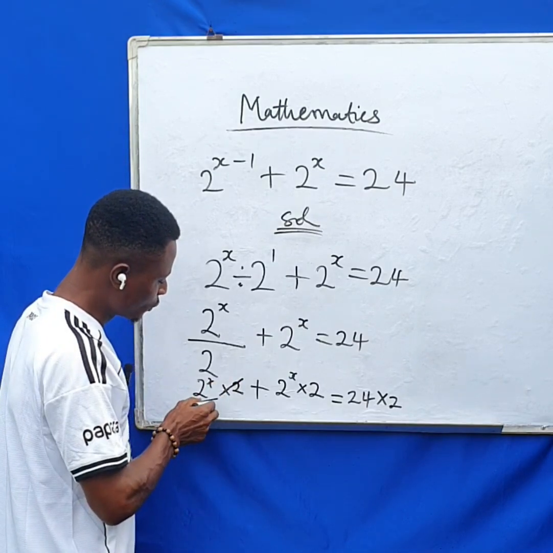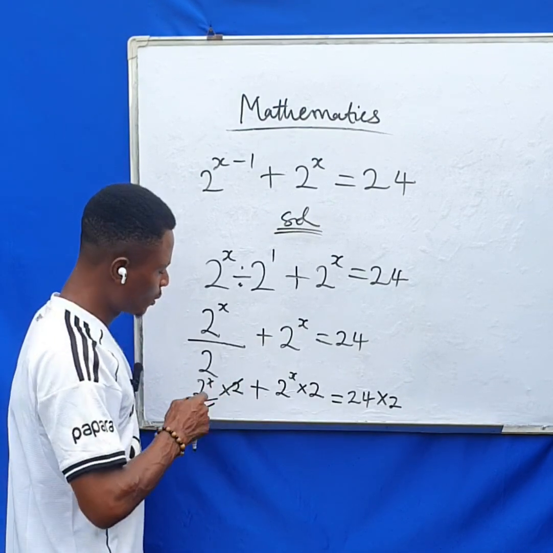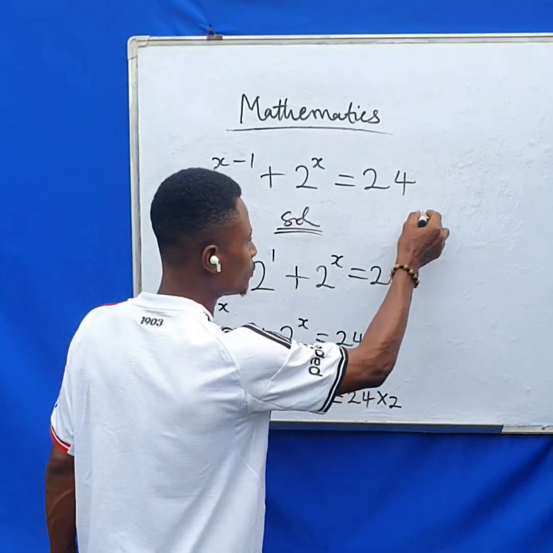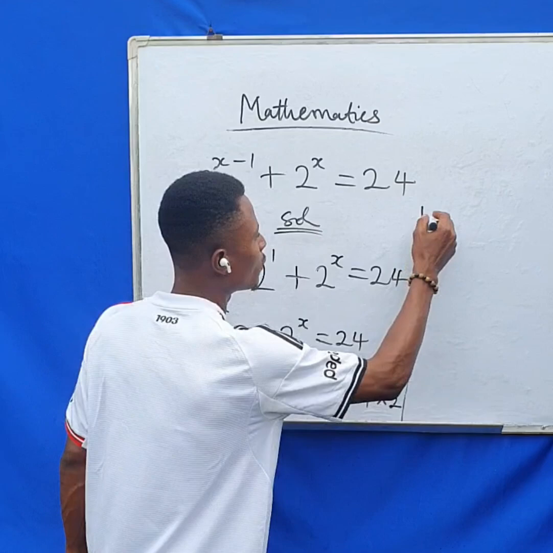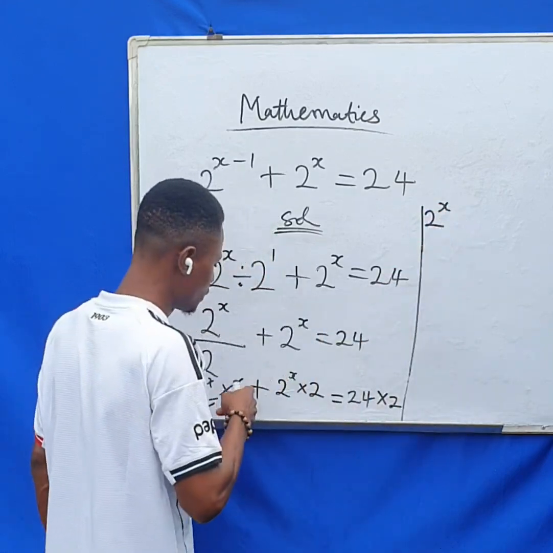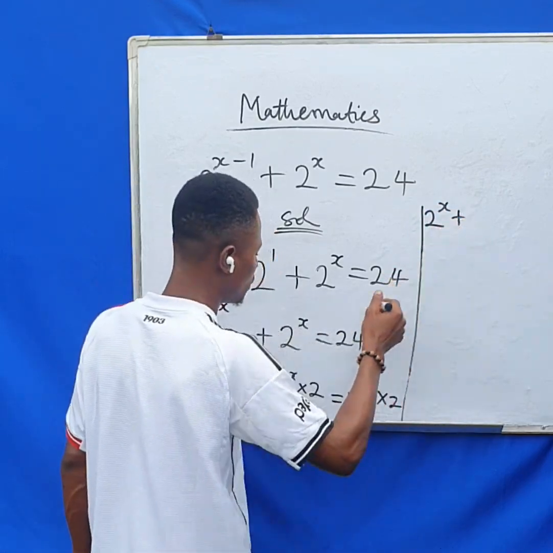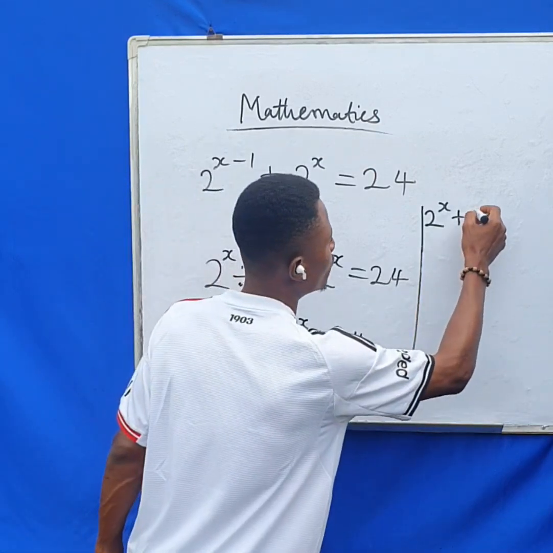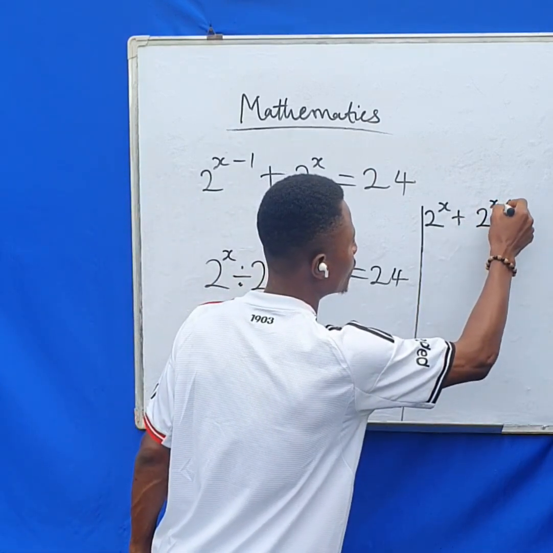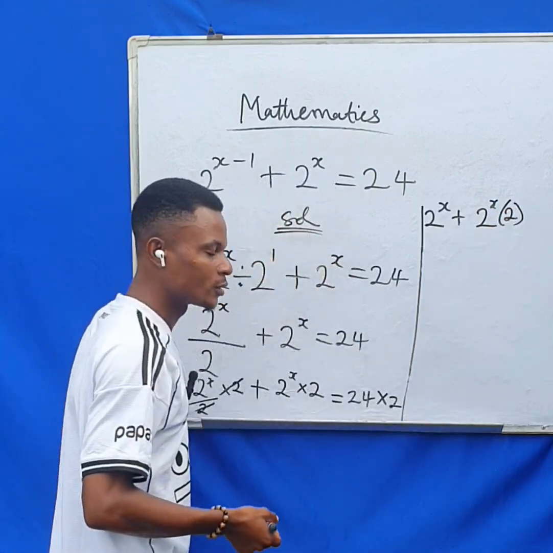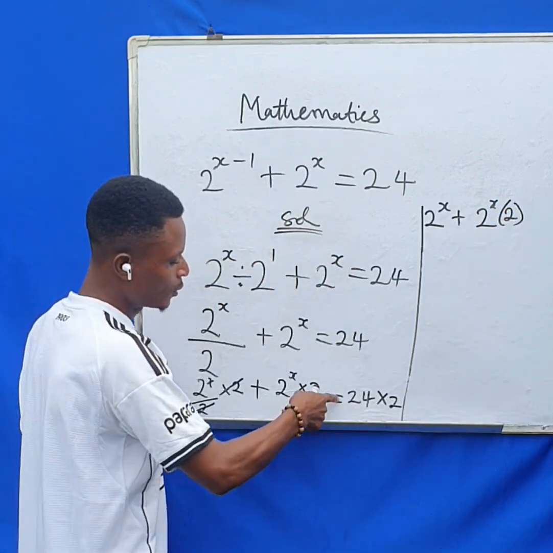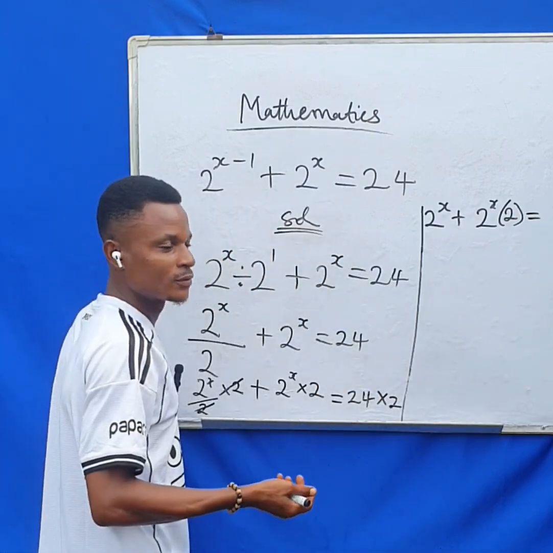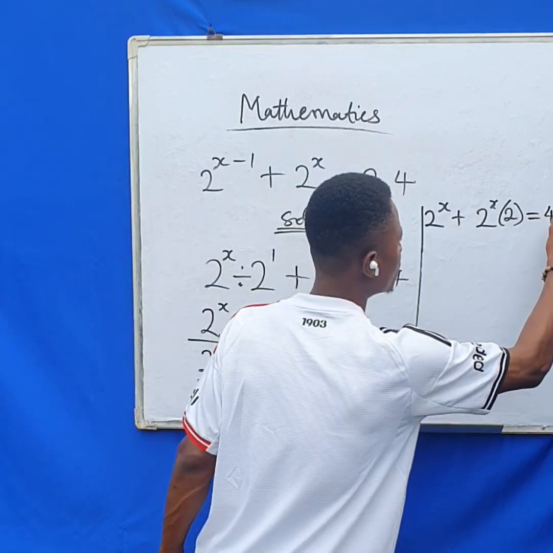This 2 here will cancel this 2. And we are going to be left with 2 raised to the power of x. Then plus 2 raised to the power of x times 2 will give us 2 raised to the power of x, then times 2. And write it like that. There is no problem with that. Then equal to 24 times 2, which gives us 48. So here we have 48.